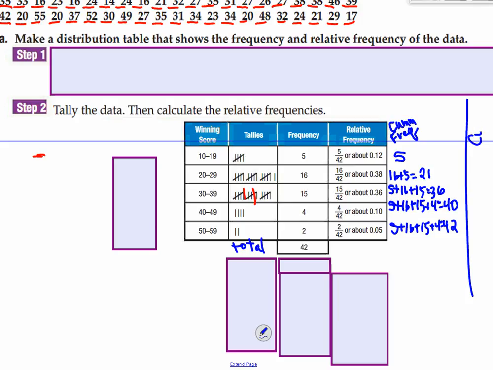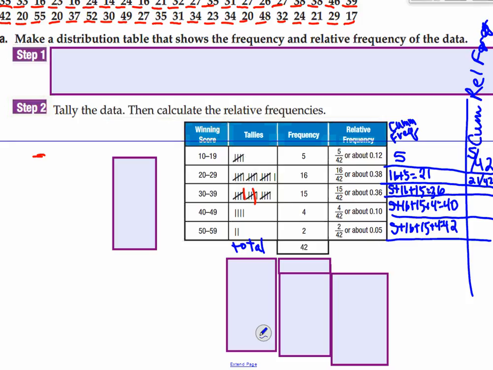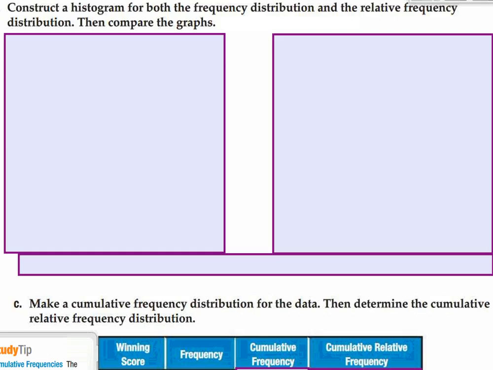The last column we're going to make is the cumulative relative frequency. To get that, we're going to take 5 and divide by what? 42. But here we're going to take what divided by 42? 21 divided by 42. And then what's this one going to be? 42 divided by 42, which is 1, which as a percent is 100%.